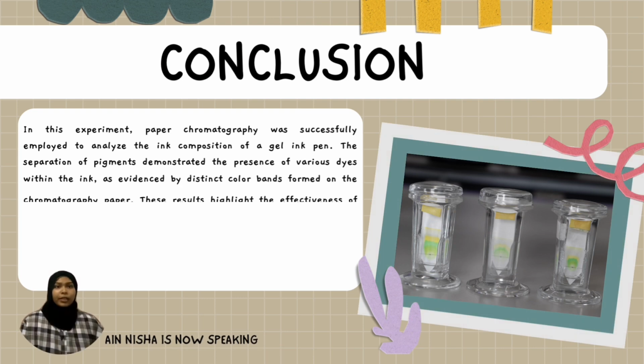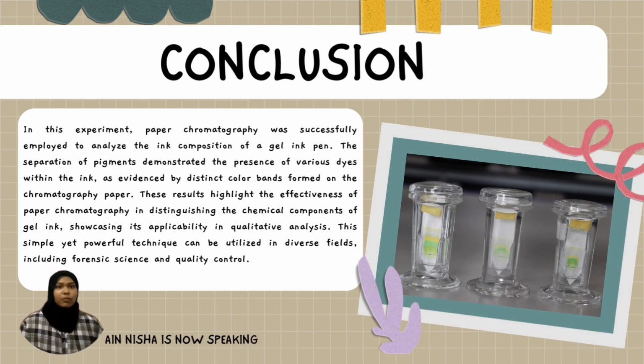In this experiment, paper chromatography was successfully employed to analyze the ink composition of a gel ink pen. The separation of pigment demonstrated the presence of various dyes within the ink, as evidenced by distinct color bands formed on the chromatography paper. This result highlights the effectiveness of paper chromatography in distinguishing the chemical components of gel ink, showcasing its applicability in qualitative analysis. This simple yet powerful technique can be utilized in diverse fields, including forensic science and quality control.